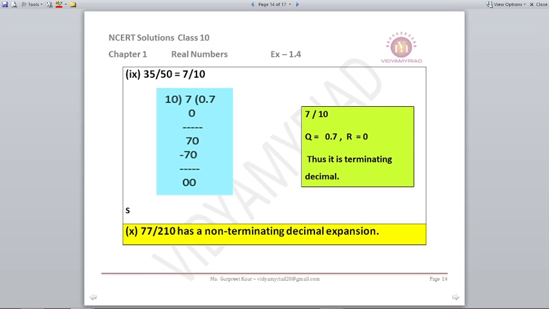Next, 35 upon 50. 35 upon 50 can be reduced to the lowest term and it comes out to be 7 upon 10, which is 0.7 and remainder is 0. And lastly, 77 upon 210 is a non-terminating decimal expansion and we will not divide this.